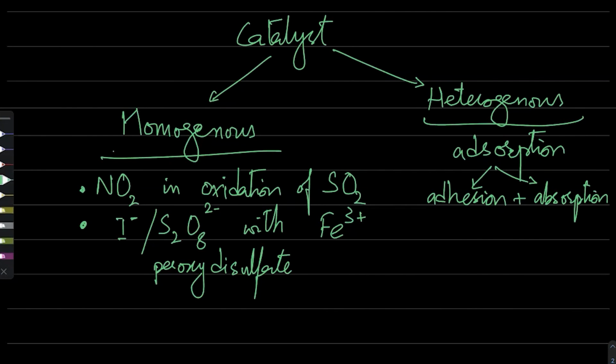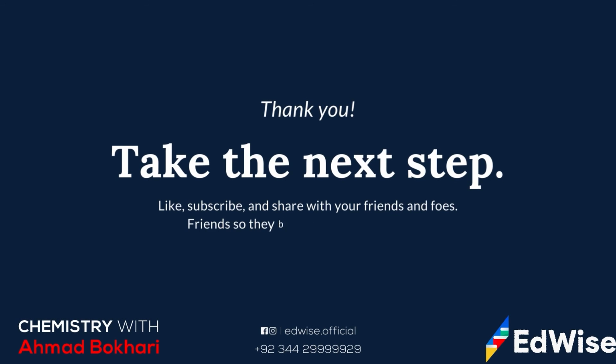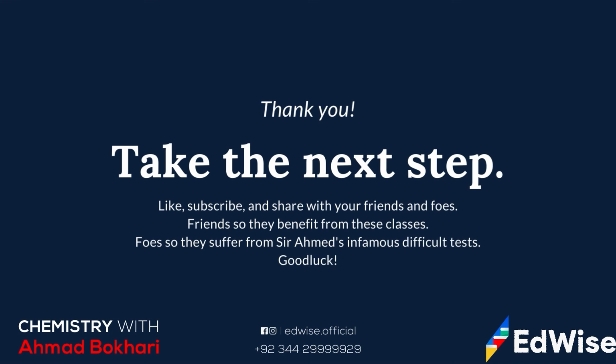Now, for the heterogeneous one, you already know it. You know iron in the Haber process. You know transition metals in the catalytic converter: rhodium, platinum, palladium, and lastly we have V2O5 in the contact process. Now this part, I'm not spending much time on it because ये सिर्फ याद करना है. You can just read about it in your book. That's it. We're done with this reaction kinetics.